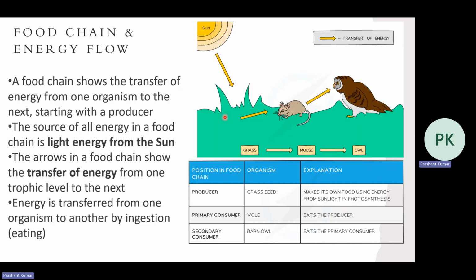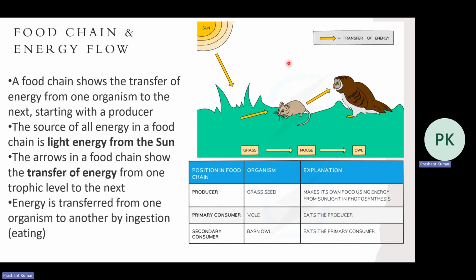Food chain and energy flow. Whenever we talk about the food chain, we always talk about a group of organisms arranged in such a way that it defines the feeding order, like who is eating whom, right? And in this way, the energy is being transferred.